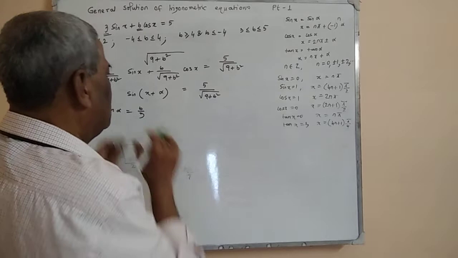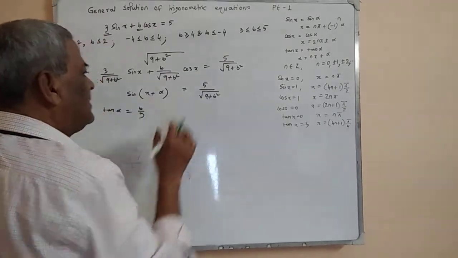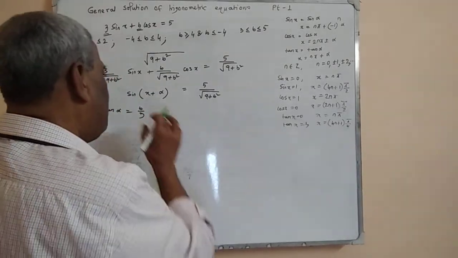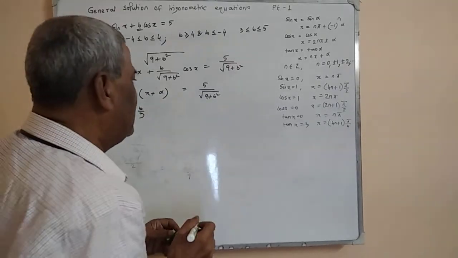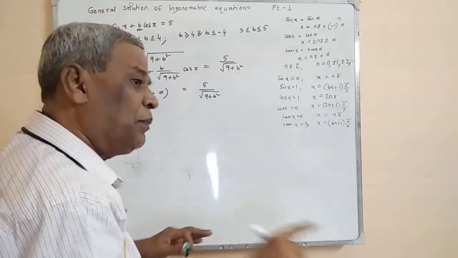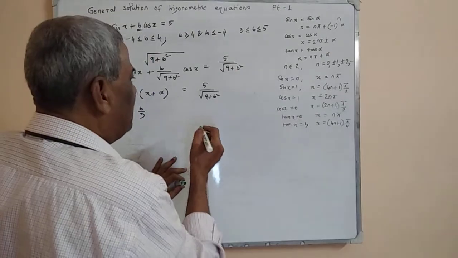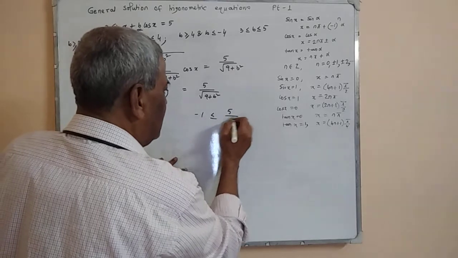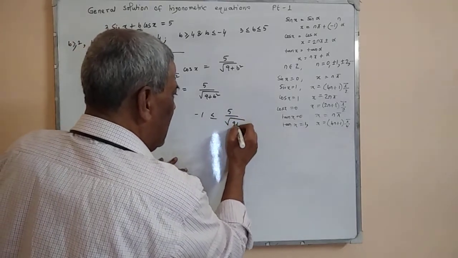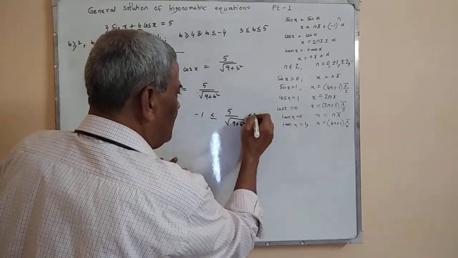So the equation becomes that. Now, because sine of anything must lie between -1 and +1, we have -1 less than or equal to 5 by root over of 9 plus b square, less than or equal to 1.